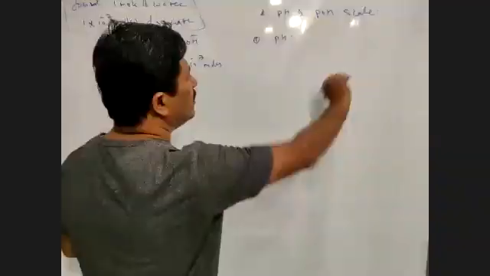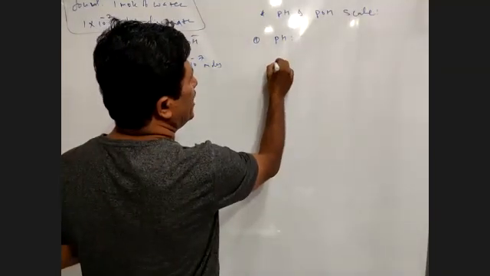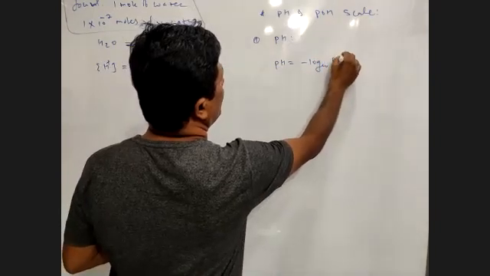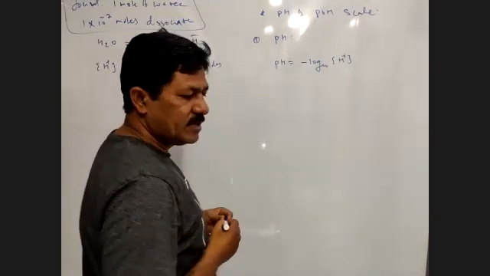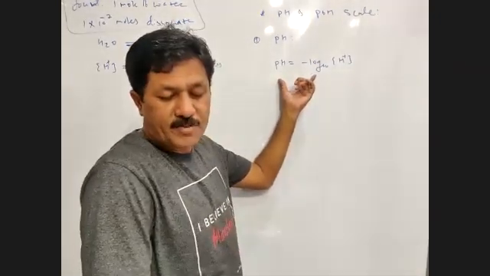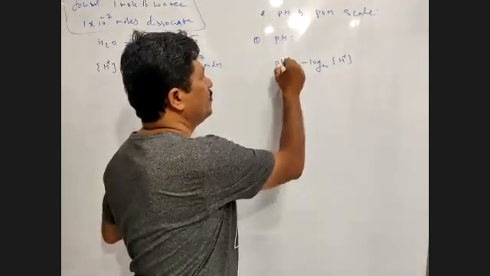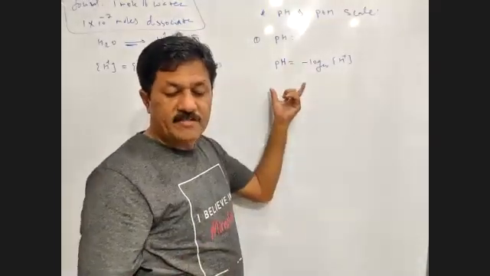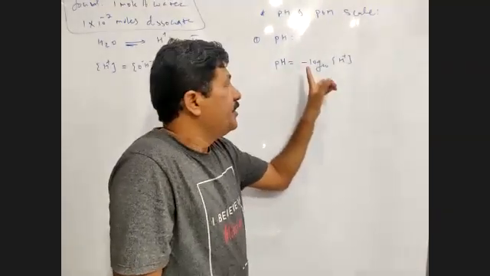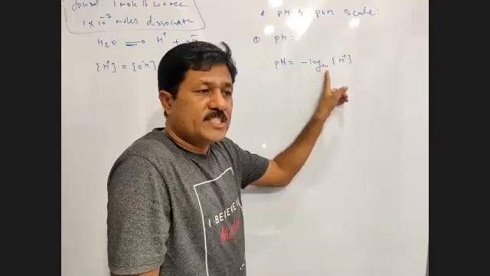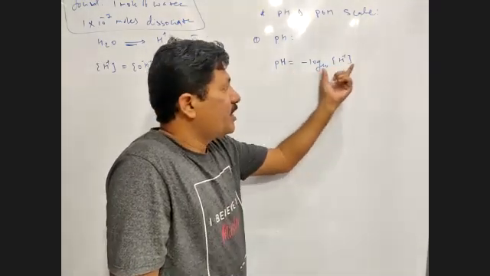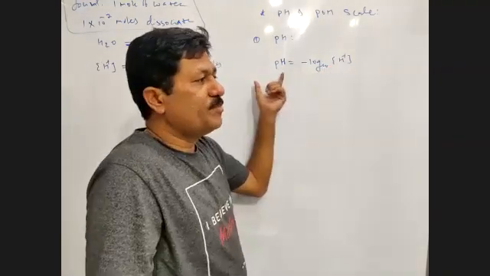pH का definition और formula वही है. pH is negative logarithm to the base 10 of hydrogen ion concentration. See, wording में भी ऐसे लिखा जाता है और mathematical formula भी ऐसे लिखा है. This is the mathematical formula of pH as well as the definition. Negative logarithm to the base 10 of hydrogen ion concentration is known as pH. Negative logarithm to the base 10 of H plus ion concentration is called as pH.